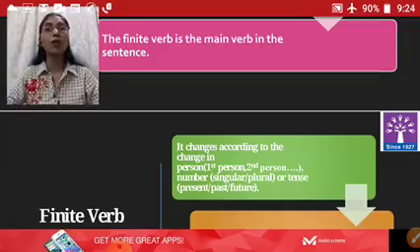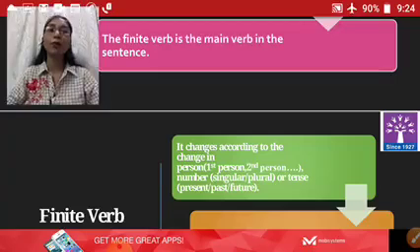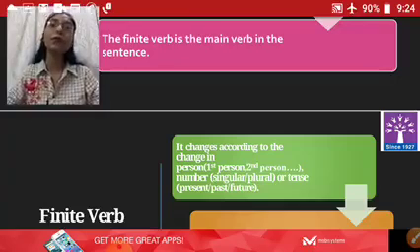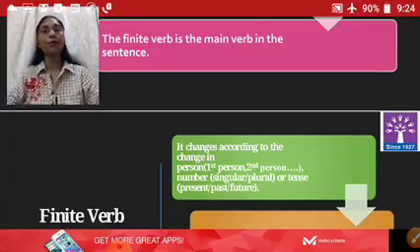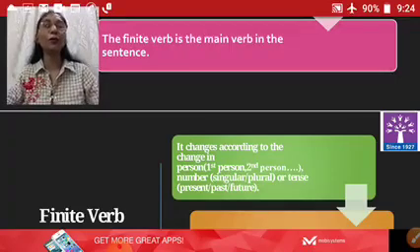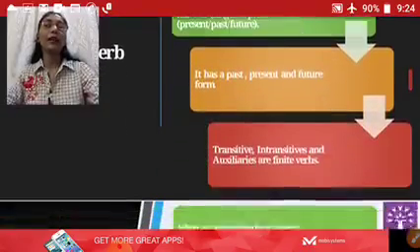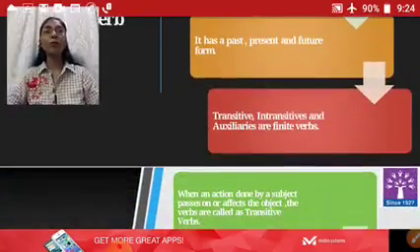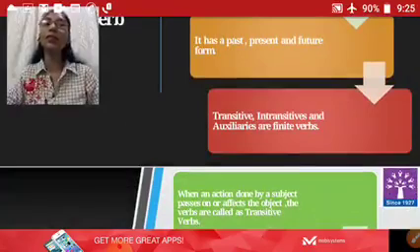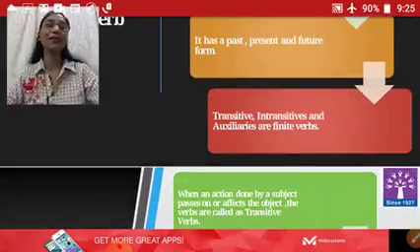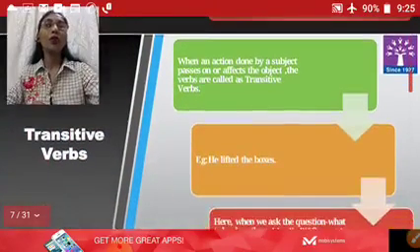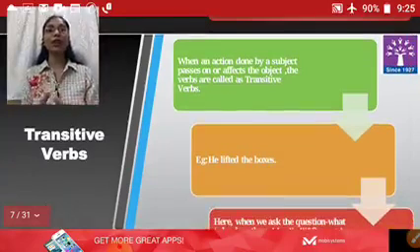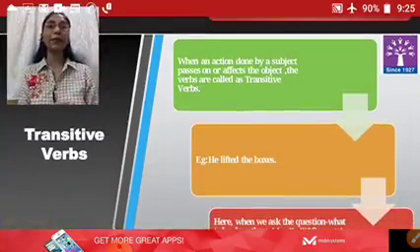Finite verb always agrees with the changes in the person, number or tense. It always has an agreement with the subject, or we can say it agrees with the subject, tense or number. This is what a finite verb is. It has past, present and future forms. Transitive, intransitive and auxiliary verbs are all finite verbs. I hope you all have understood the difference between finite and non-finite with an example.